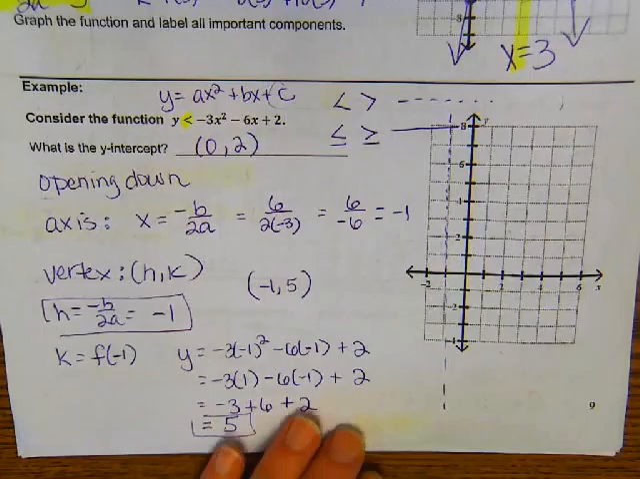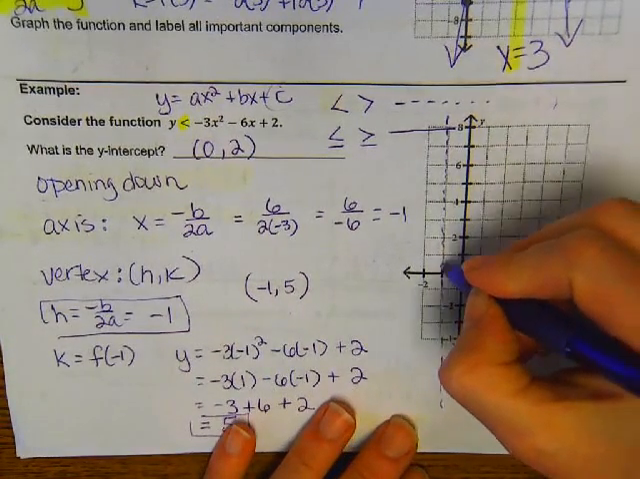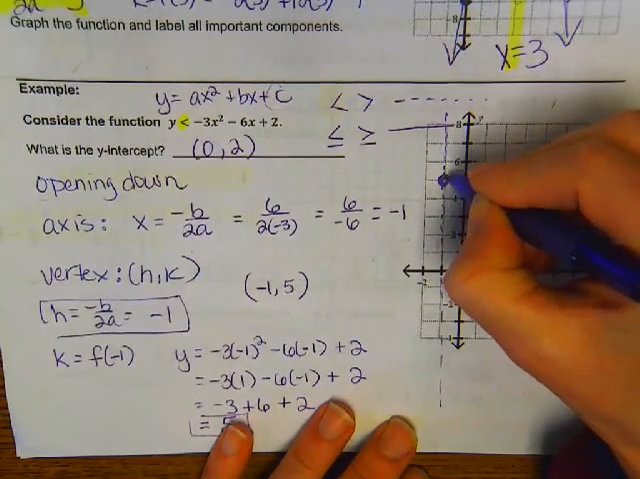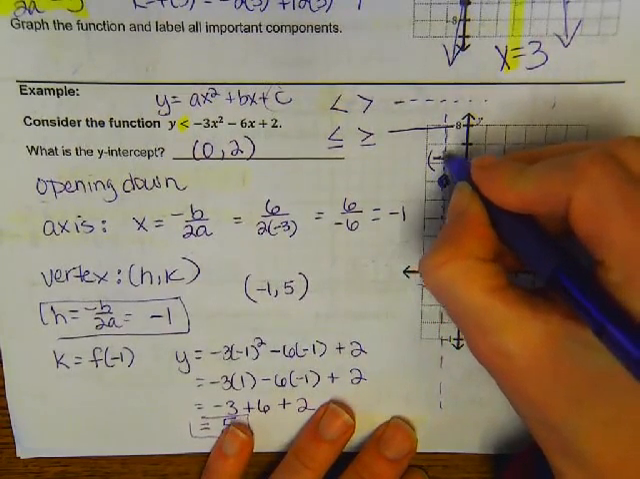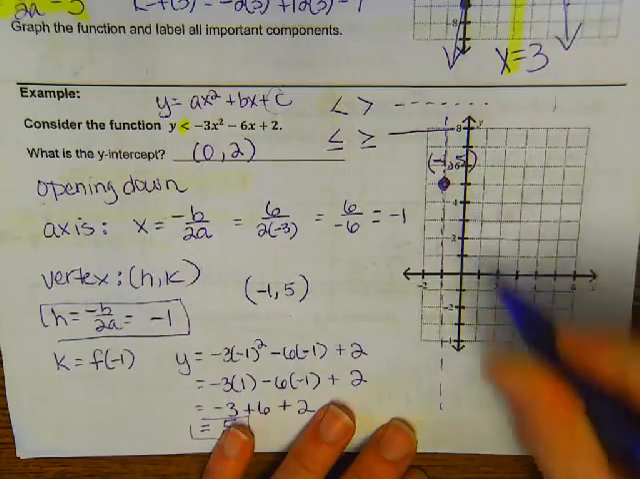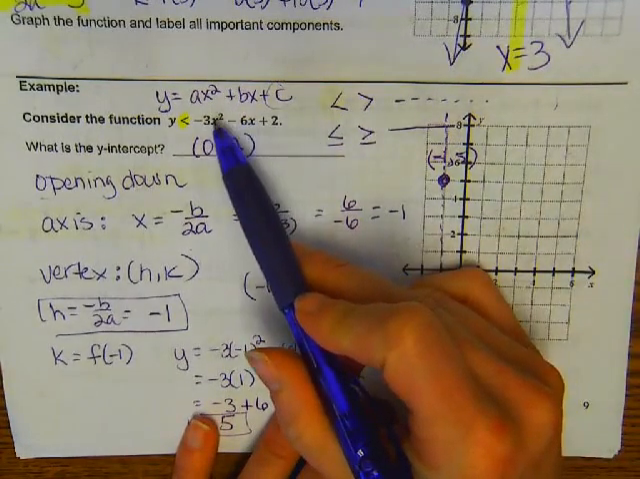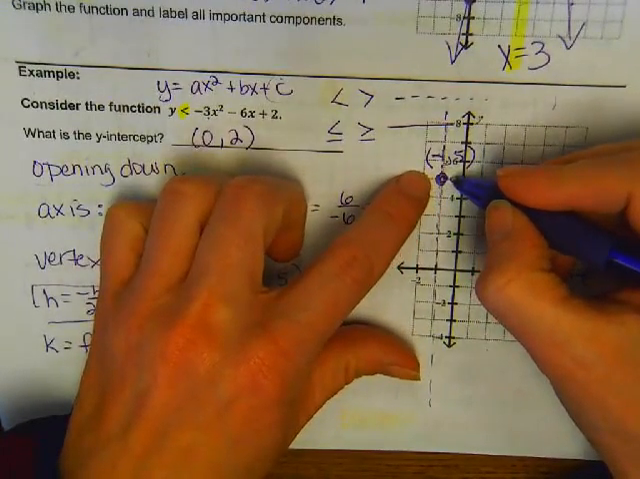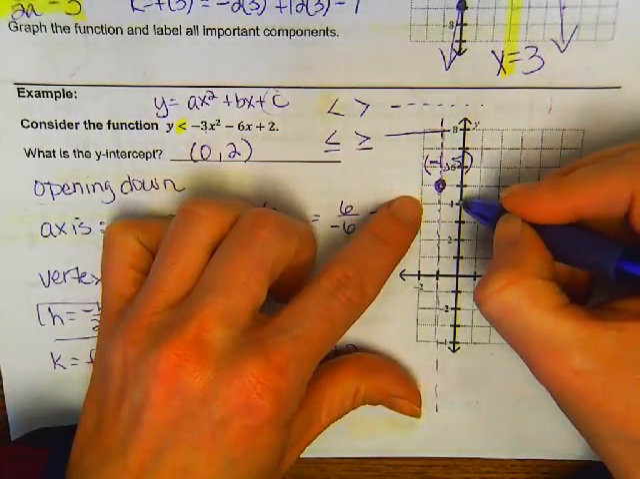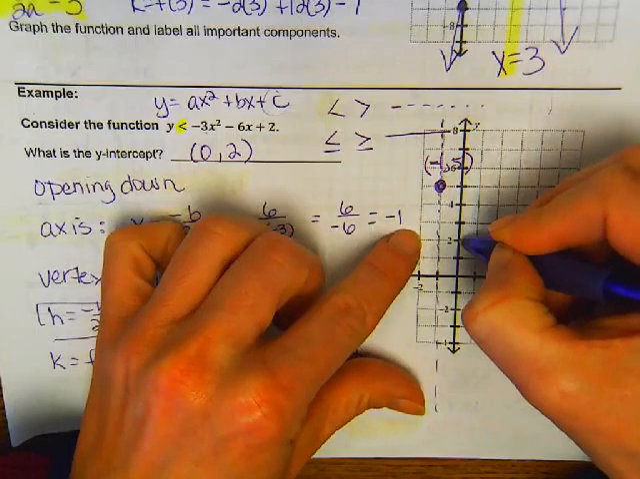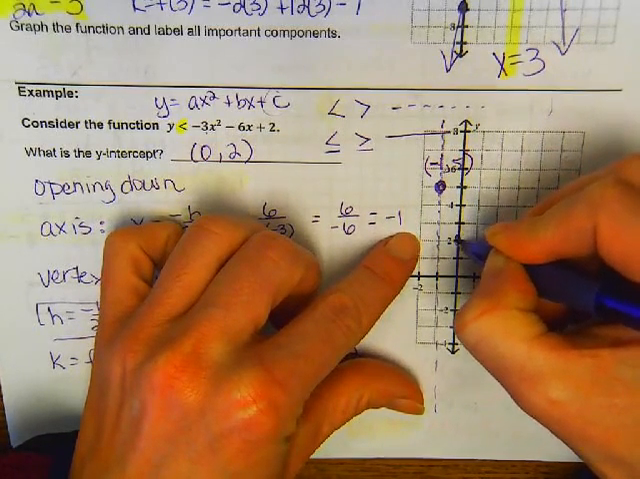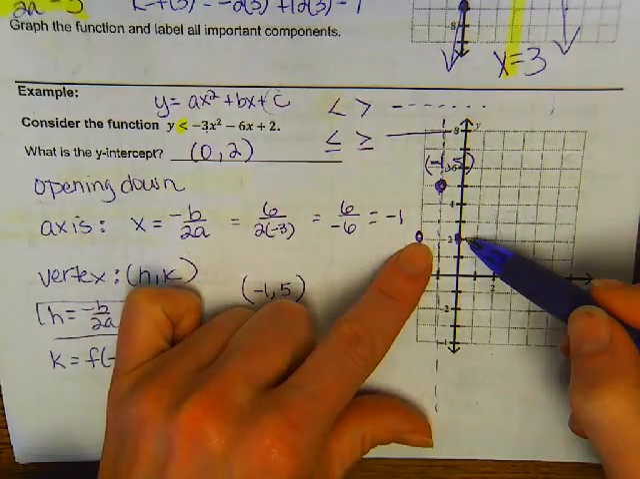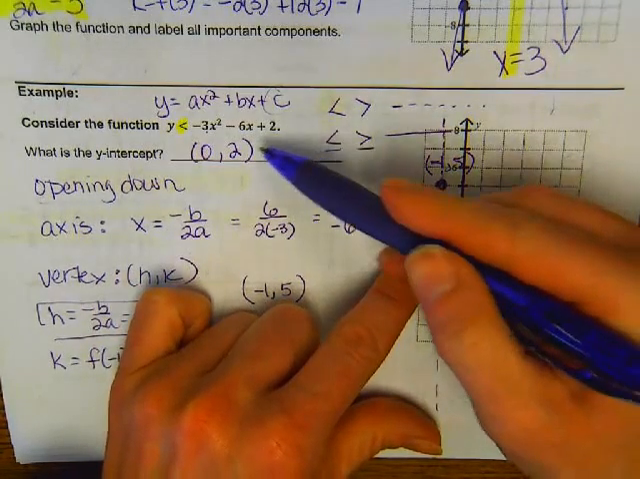So I plot the point negative 1, 5, and I'm going to label it. Since A is negative 3, from the vertex I can move 1 either direction and go 3 down. Now I'm going to point out to you that normally I would also graph the y-intercept, but it happens to be that that point is the same.